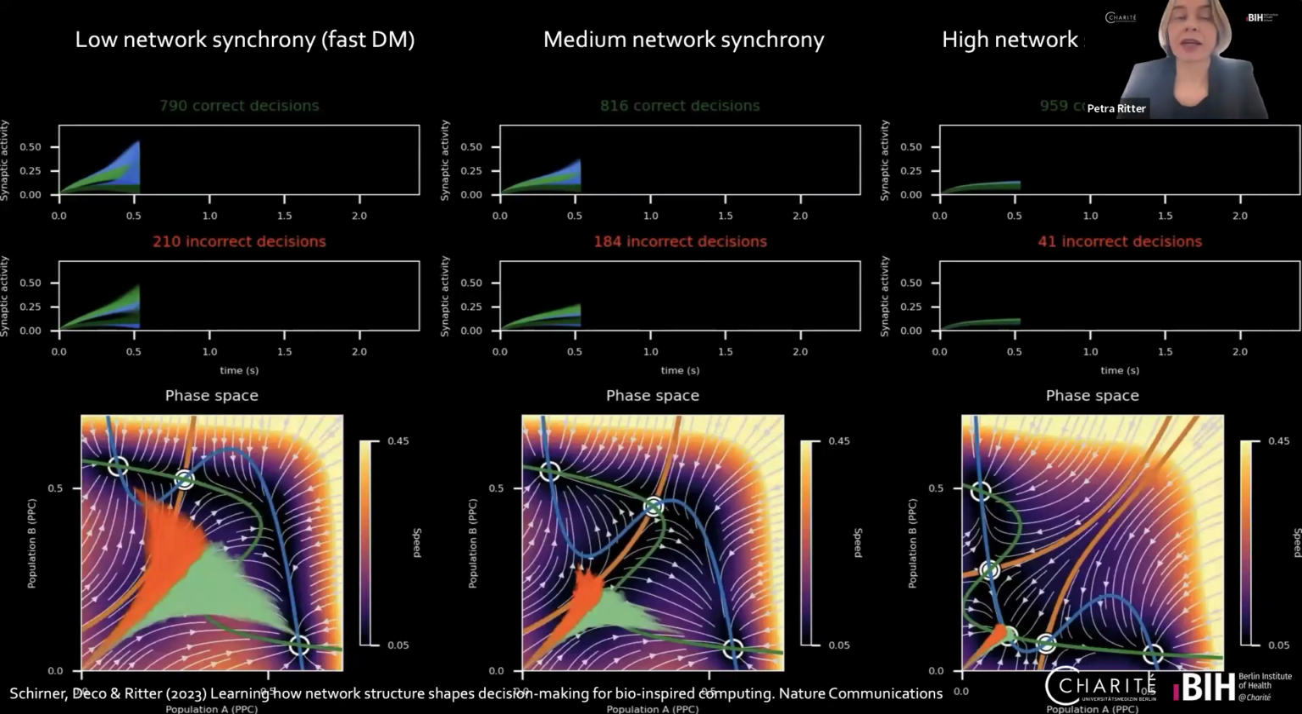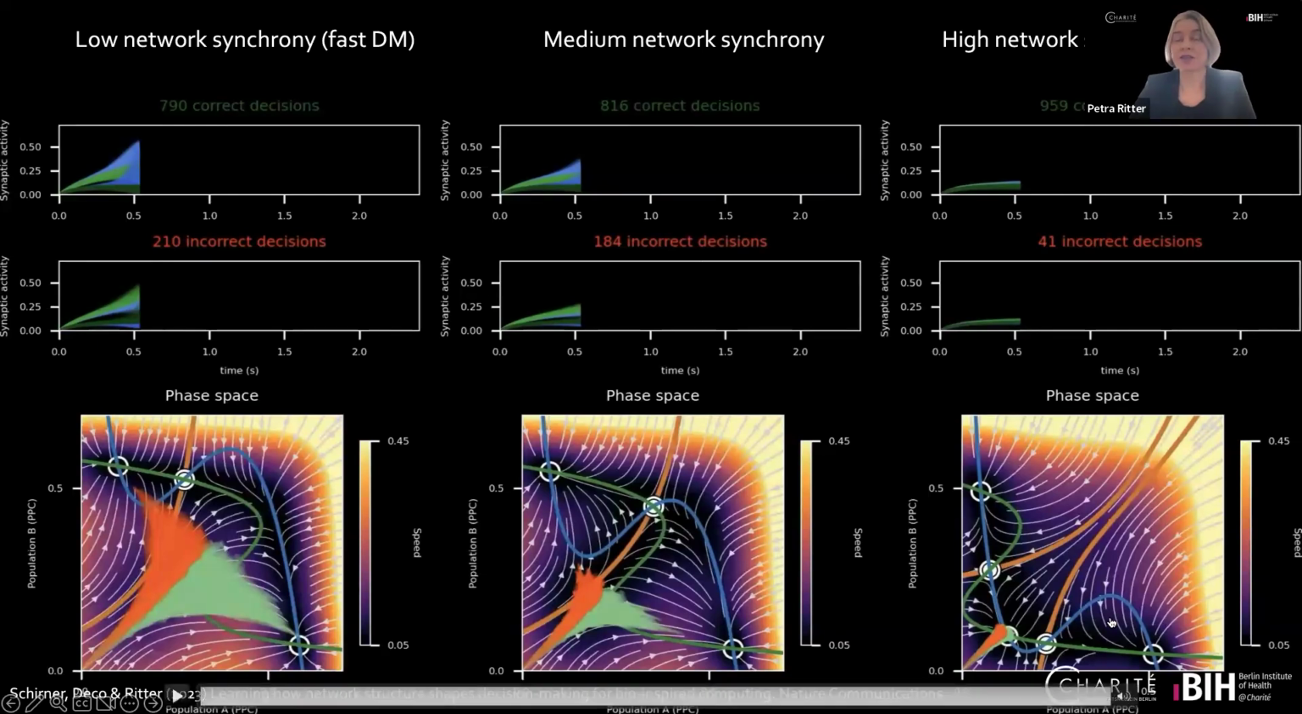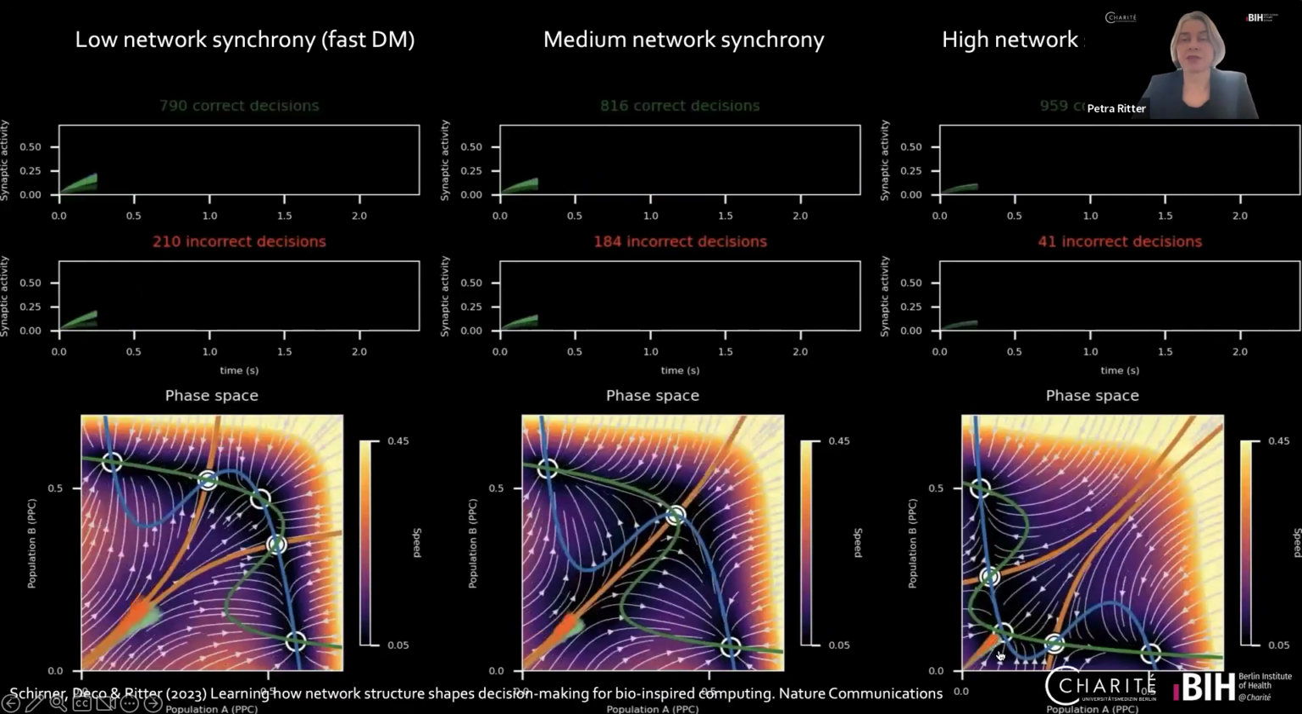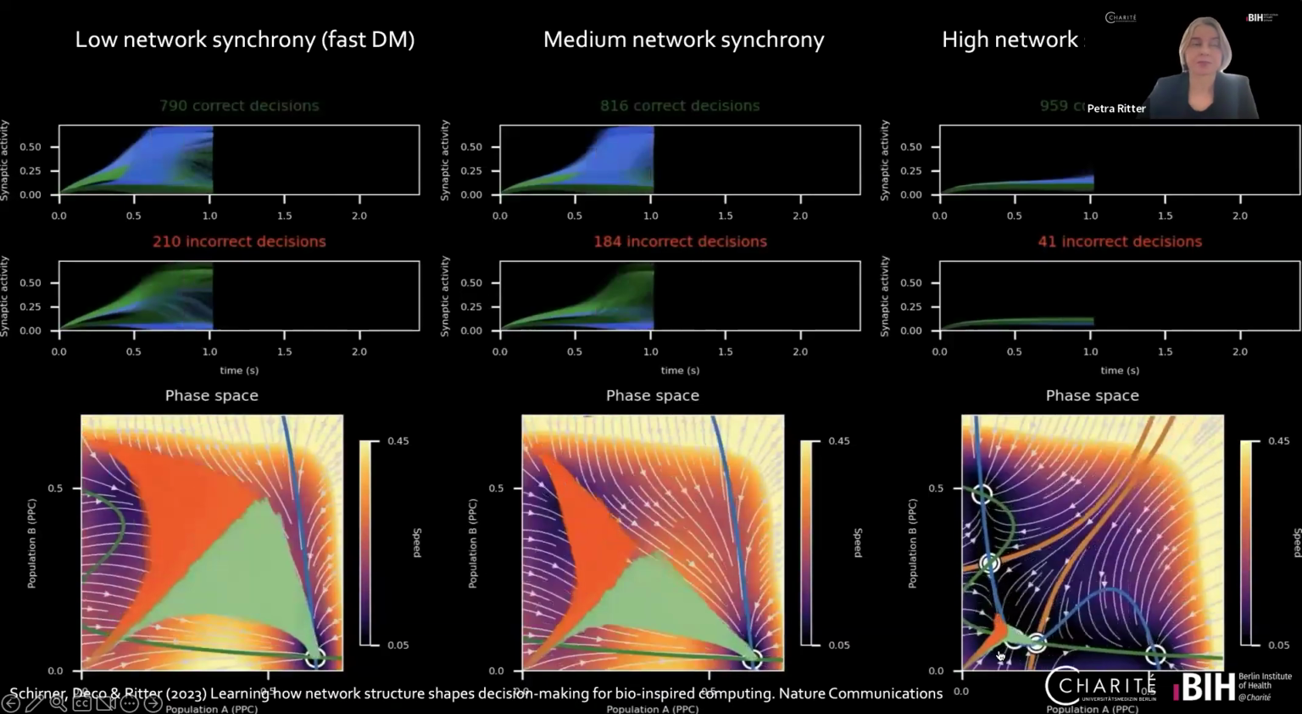And we also see that in the highly synchronized network, we have here in the diagonal, in the balanced state, another fixed point, which we do not see here. And it's exactly this fixed point that keeps the activity in this balanced state. So now we continue the simulation.